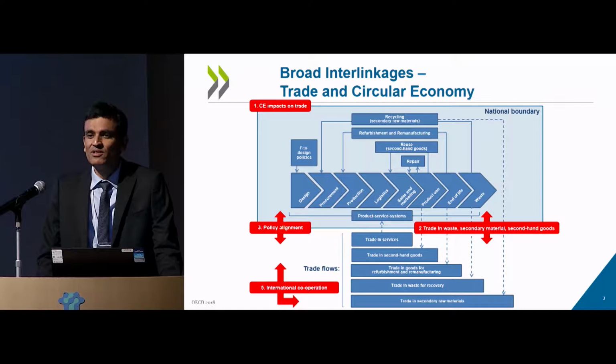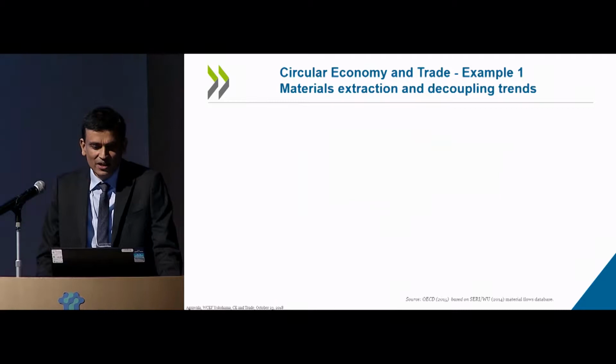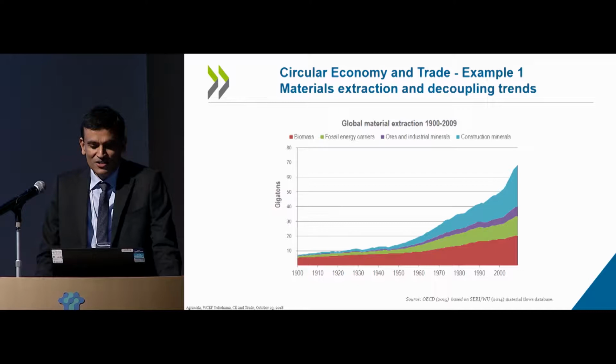So with that brief conceptual introduction, let me just give you three concrete examples where trade intersects with resource efficiency and circular economy. Let me start at the extraction end. This is a chart of the evolution of the global material extraction, which most of you must be familiar with. That goes up to 2009, and of course there are projections on what's going to happen to materials extraction into the future. In fact, right after the side event, we'll be launching OECD's Global Material Resources Outlook. Well, we'll be making projections up to 2060.